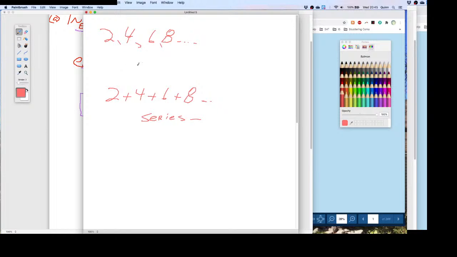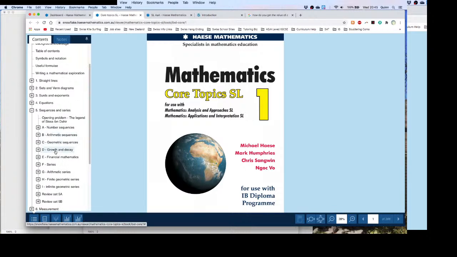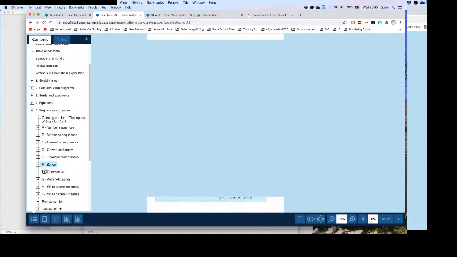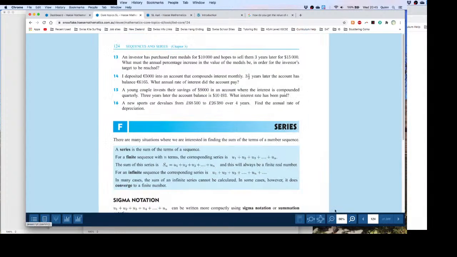All right. So if we go to the book, and we go to the series section and we look up the definition, I'll zoom in a bit. A series is the sum of the terms of a sequence. That's it. That's all you have to know. A series is just a funny name for saying, hey, we've found a sequence and we're just going to add them up together.